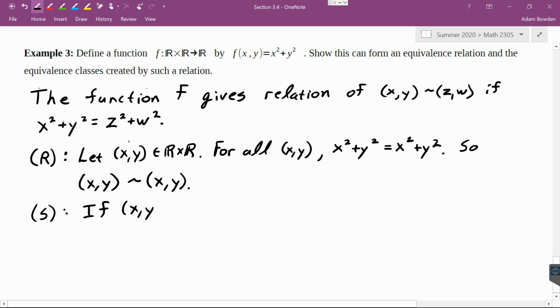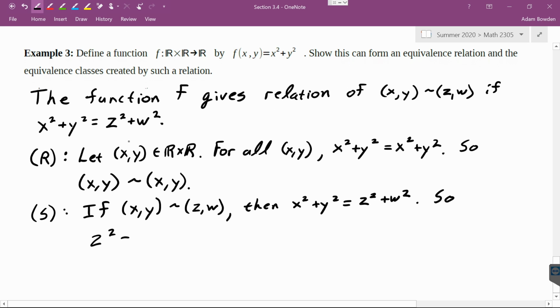Symmetric. If we start out with (x, y) relates to (z, w), does it follow that we can reverse it around? If that's the case, then x squared plus y squared is equal to z squared plus w squared. So we can see that z squared plus w squared is equal to x squared plus y squared, naturally following from what equals can do. And thus (z, w) relates to (x, y). So symmetric. What about transitive?